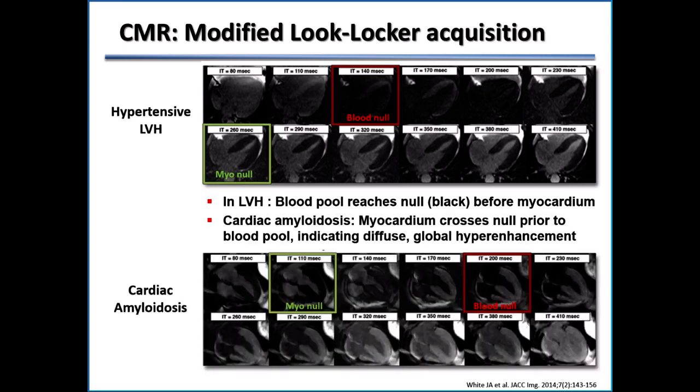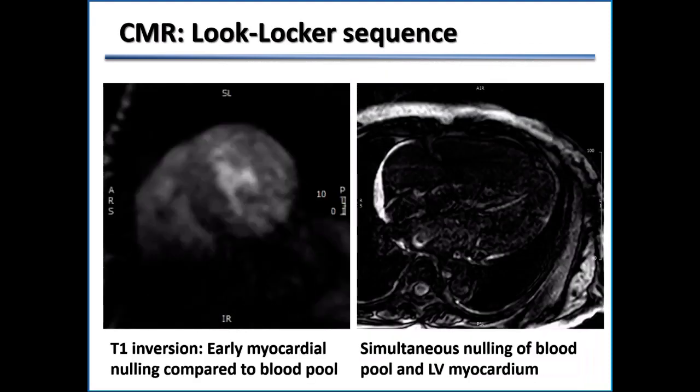because you have so much amyloid deposition in the extracellular space in your heart tissue, the heart tissue is not going to be able to null before the blood flow does. And this is very specific for cardiac amyloid, more specific than the LGE pattern. So this is an example of what it looks like in real time.